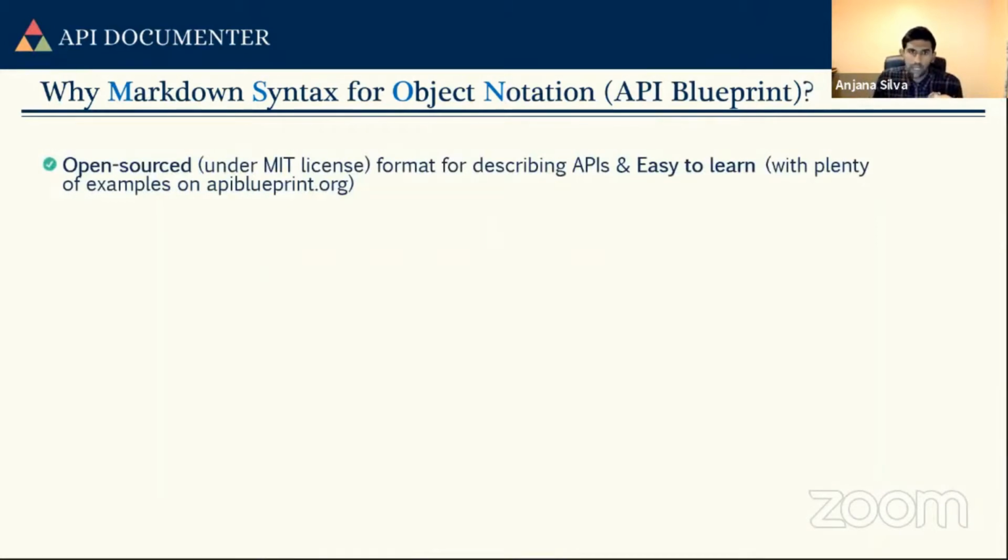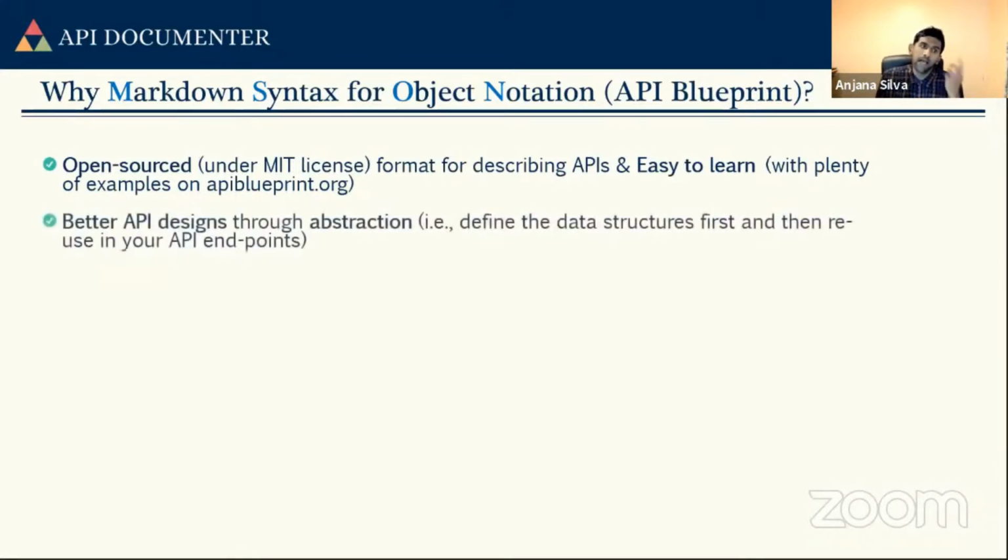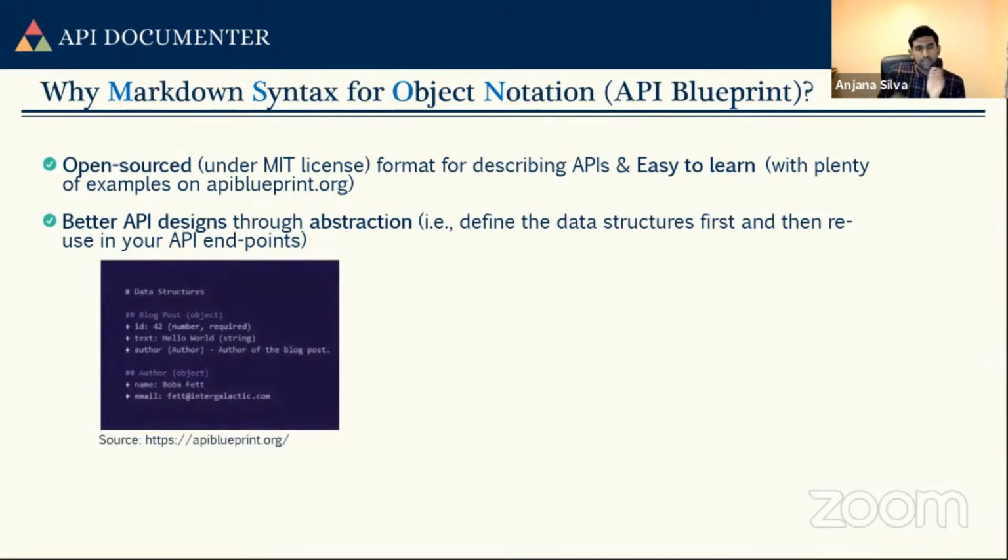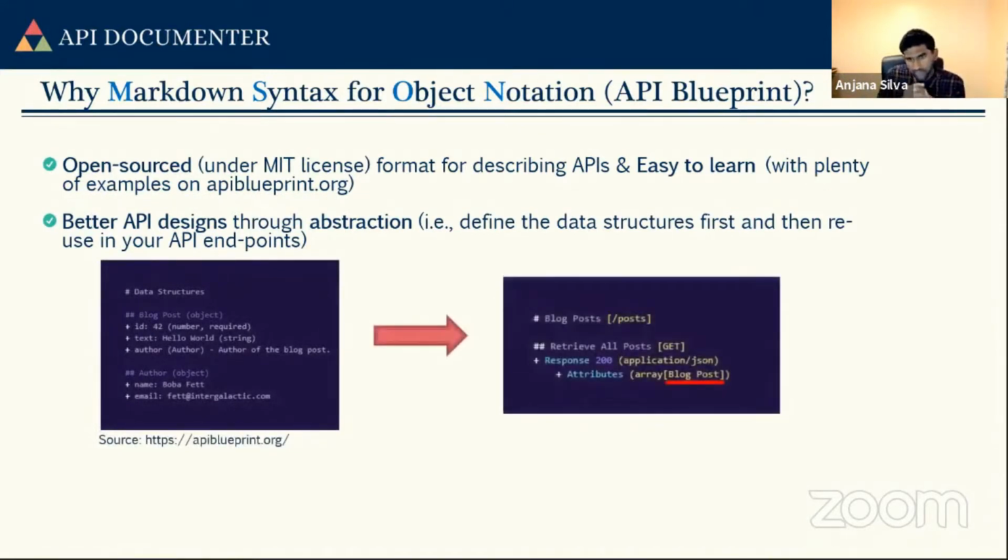And MSON is open source and under MIT, and it's very easy to learn. There are plenty of examples on the APIBlueprint.org website. And there's another good thing about MSON: you can better design your endpoints using data structures. What I mean by this is, for instance, if you look at this screenshot on the right-hand side, this describes an endpoint to bring blog posts using get. And a blog post brings a list of blogs, an array of blogs, which is a type of blog. So on the left-hand side of the screen, you will see a blog has an ID, text, and author.